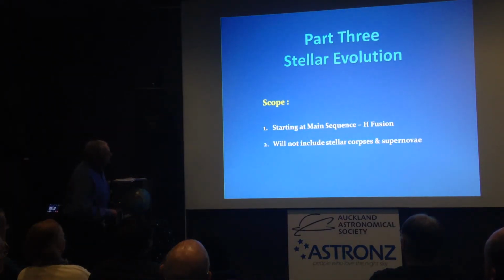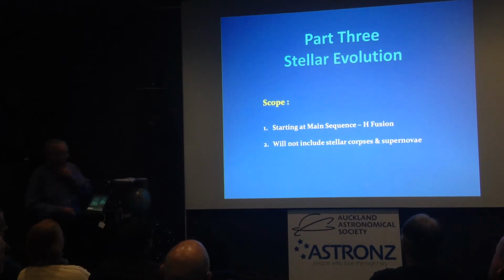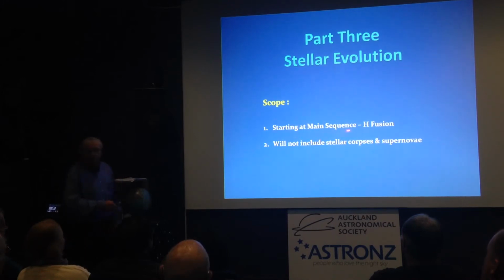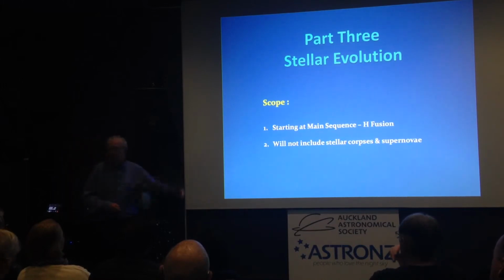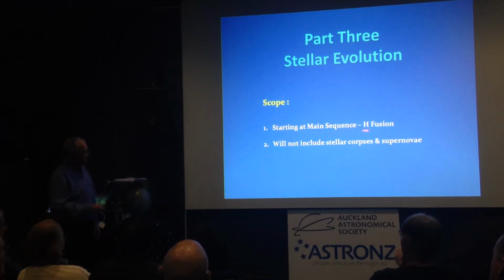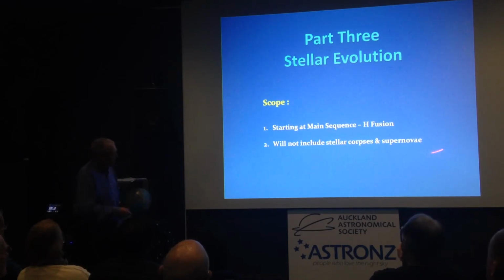So let's move on now to stellar evolution. Just a little statement about the scope, what I'm going to cover or not cover, more to the point. I'm going to start at the main sequence when stars start fusing hydrogen. It's a whole talk on its own to go over pre-main sequence stars and protostars and so on. So let's keep it simple. Let's start off with the main sequence. And I'm not going to talk about stellar corpses much, black holes, white dwarfs, neutron stars, and supernovae. That's a whole talk later on in the year.